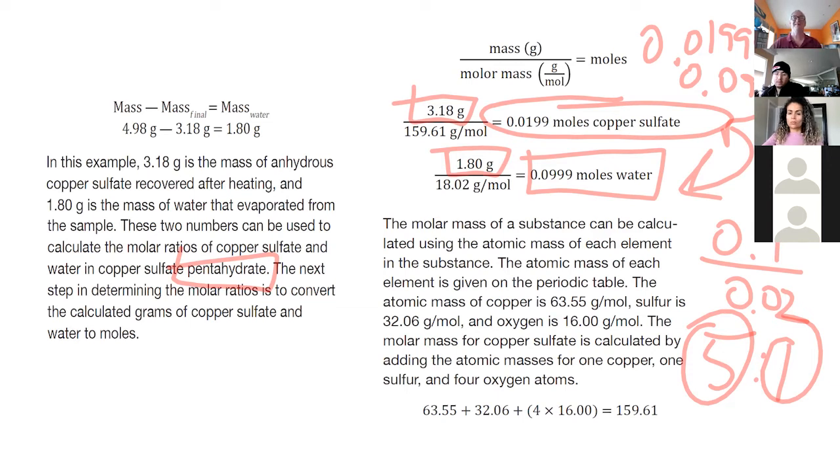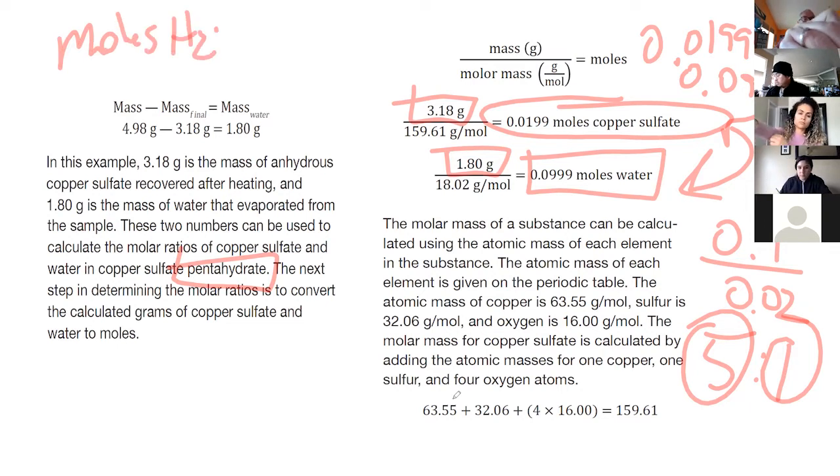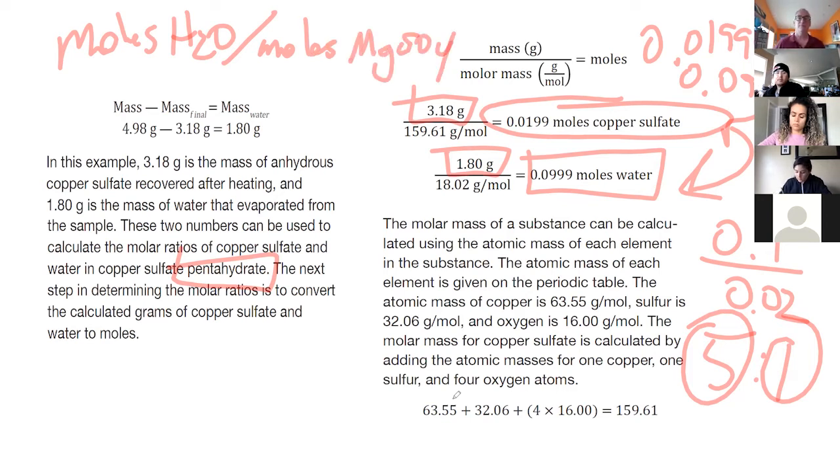We don't really know what each one of us is going to get, but that's what we're basically looking for. We're looking for the ratio of moles of water divided by, in our instance, moles of magnesium sulfate, not copper sulfate, because we're dealing with magnesium sulfate this time.